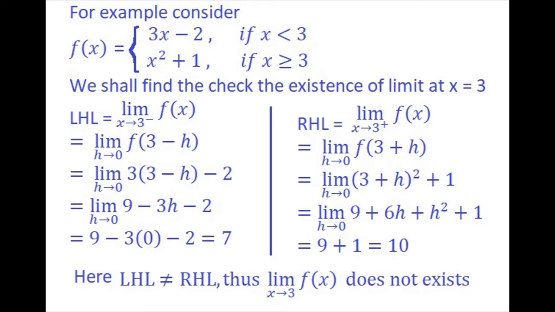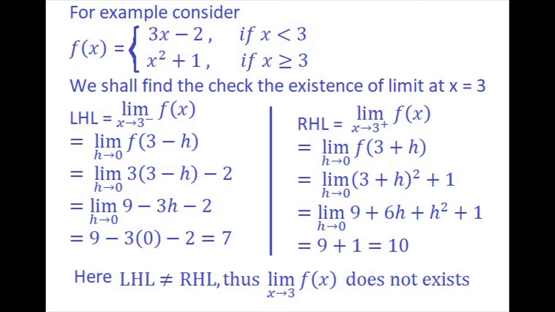Let us see an example. Here is a function with split forms: f of x is 3x minus 2 when x is less than 3, and x squared plus 1 when x is greater than or equal to 3. Let's find the existence of the limit at x equals 3. Limit as x tends to 3 minus, approaching from the left hand side. You just have to replace x as 3 minus h. So what we are going to find is limit as h tends to 0 of f of 3 minus h.